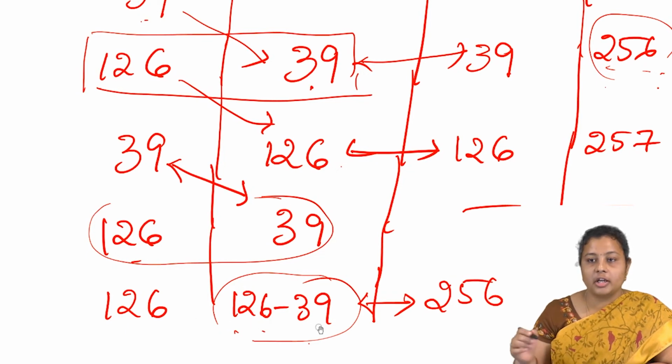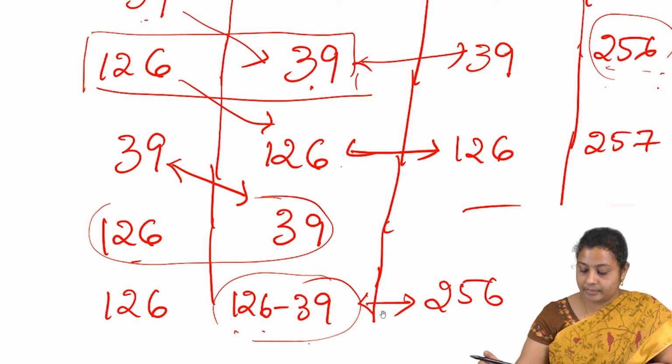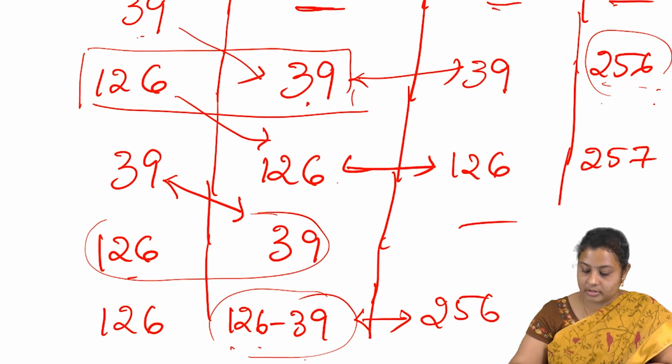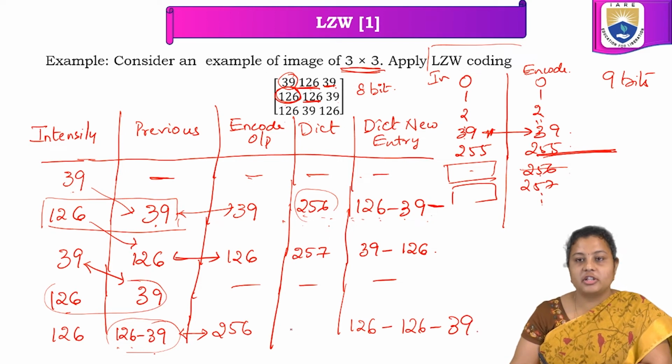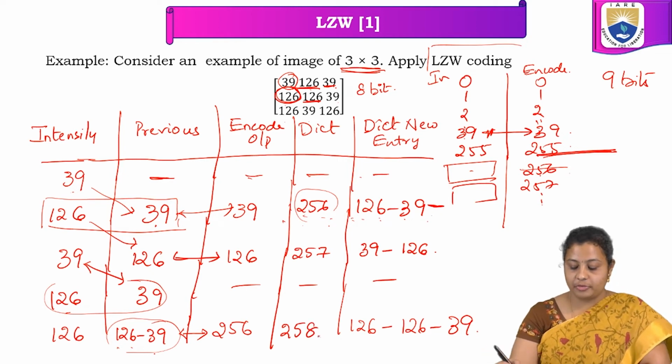Now, if you observe here, the 126-126-39 combination is not existing in my dictionary. So I write it as my new dictionary entry: 126-126-39. So what will be my dictionary value, which is vacant? I have the vacant position at 258. Right? So this is how we go on.